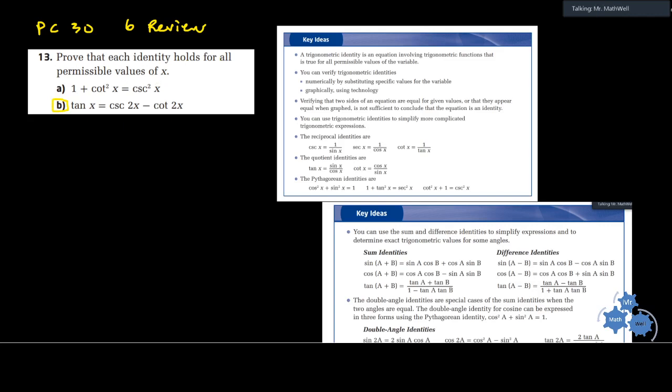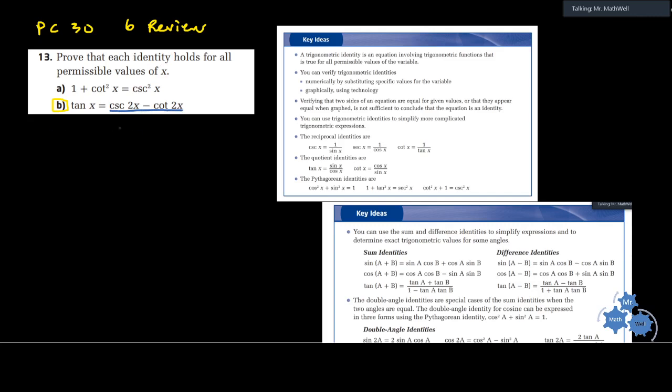And of course, when you see that kind of wording, what you're trying to do is transform one side of the proposed equation so that it looks like the other side. We're always going to choose the most complicated side if we can. And so that's going to be this side here. So let's focus on this side over here.